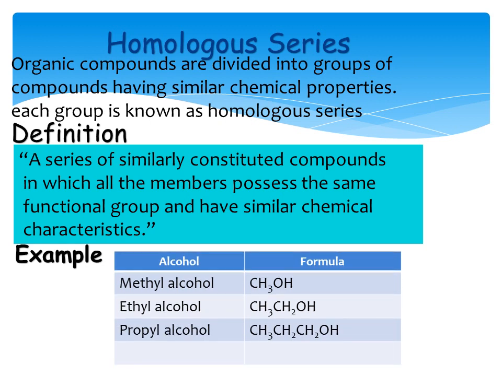We have the example of methyl alcohol, ethyl alcohol and propyl alcohol, with the formulas CH3OH, CH3CH2OH and CH3CH2CH2OH. As you see, OH is common in all three cases, representing the presence of the alcoholic group, and due to the presence of that functional group they have the same chemical characteristics.